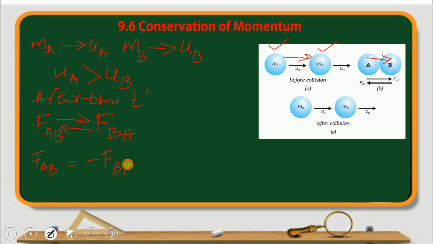Why is it so? Because this sign shows that the force is in the opposite direction. That is all it shows, nothing else. Understand? So FAB is equal to minus FBA.